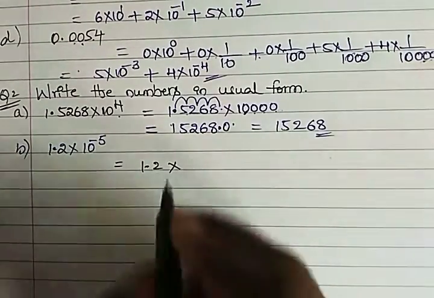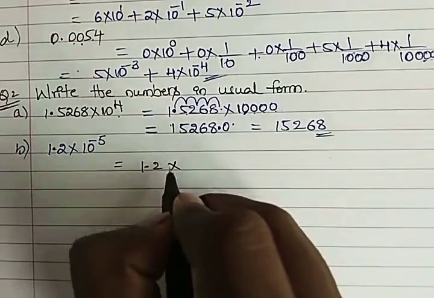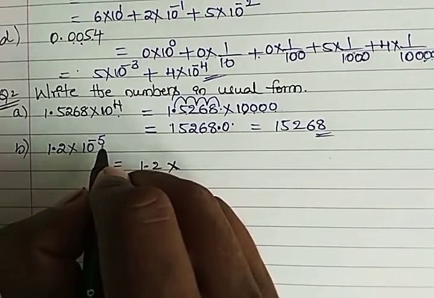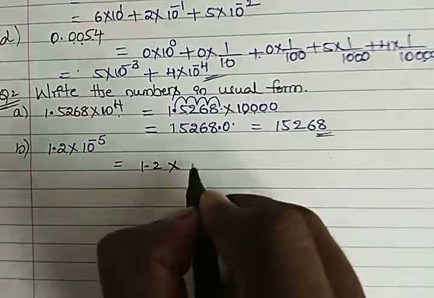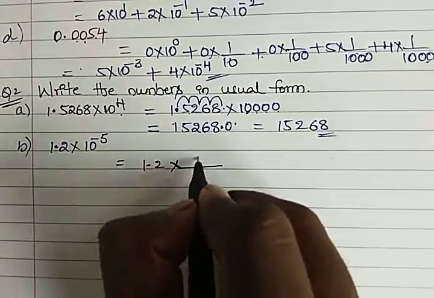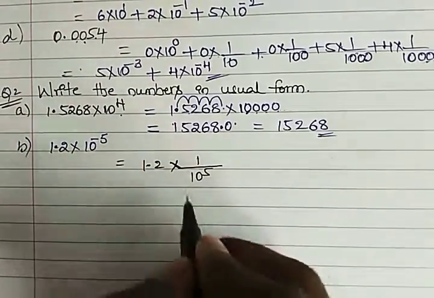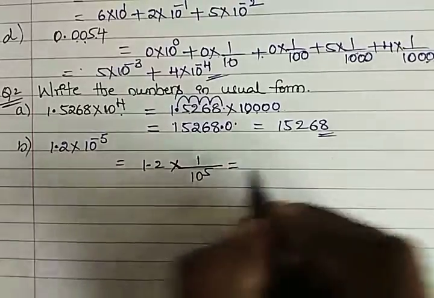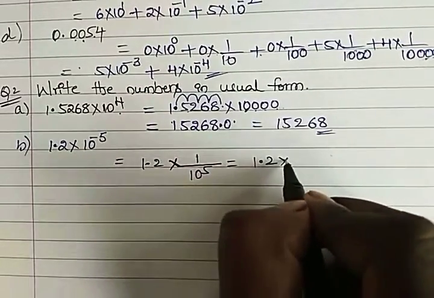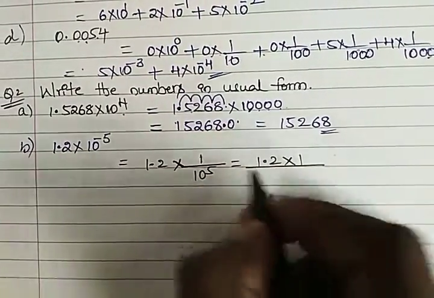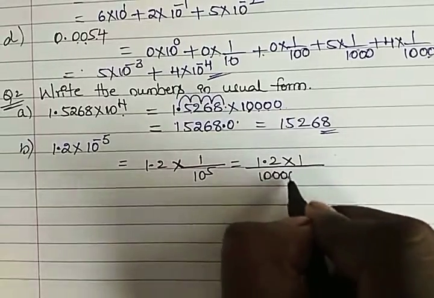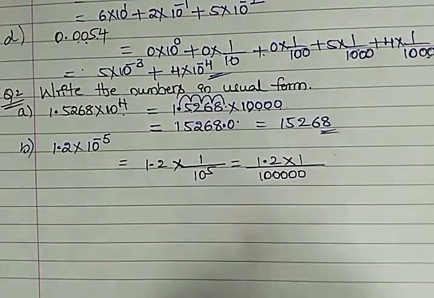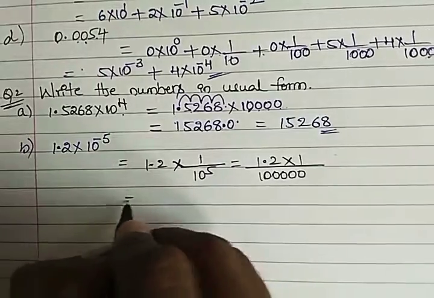1.2 into 10 power minus 5. A negative exponent can be written in the denominator by changing its sign, so 10 power 5. Now 1.2 into 1 by 10 power 5 means 5 zeros after 1, 5 times zeros. Now see this carefully.